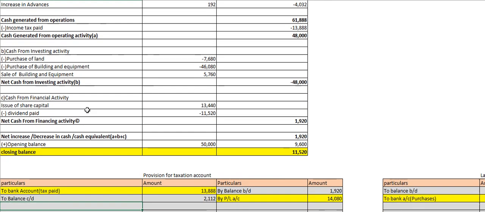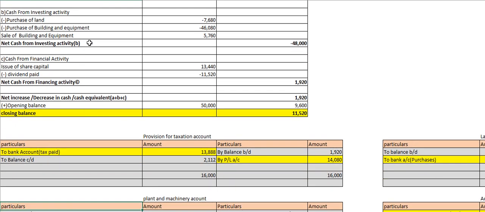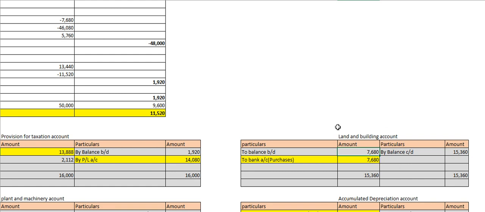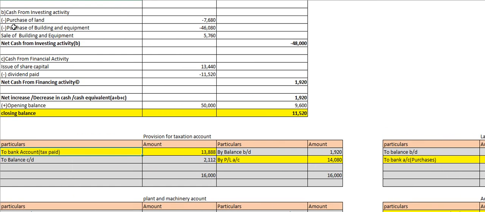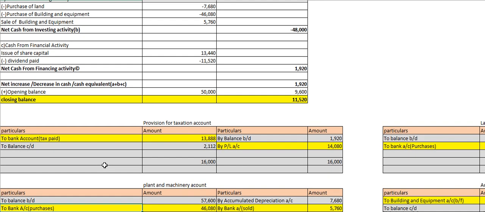So now let's look into what are the cash inflows or outflows from the investing activities. When it comes to cash inflows or outflows from investing activities, we will only consider the purchase or sales of the long-term assets in an organization. So you first look into your long-term assets or your fixed assets. So for example, if you see land and building, it is to bank account purchases. So if it's a purchase, you will minus it. Minus purchase of land 7,680.